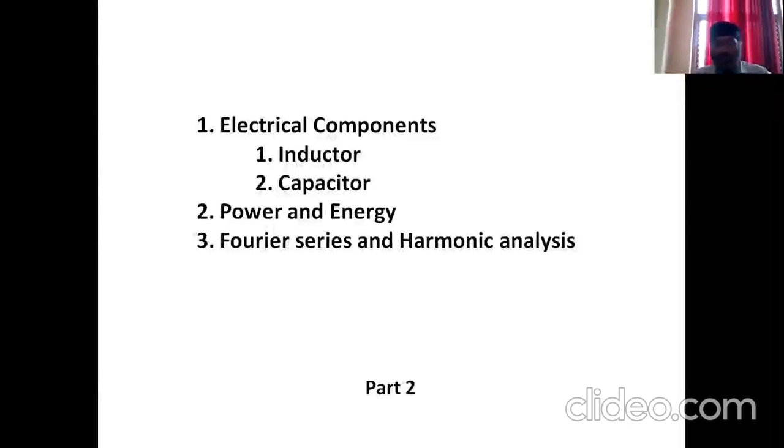In this section, we'll be talking about the components required to build a power electronic system. And we'll also be dealing with some basic know-how of power and energy signals, and then the use of Fourier series in harmonic analysis.